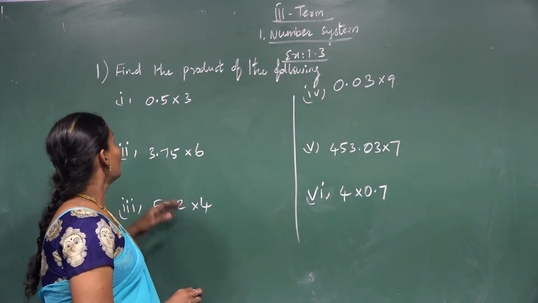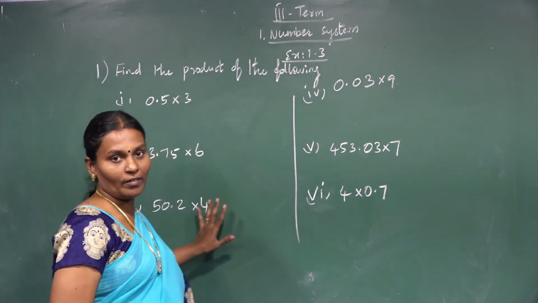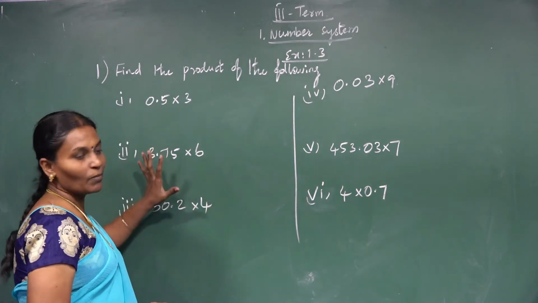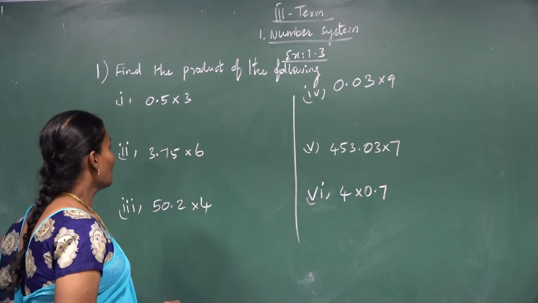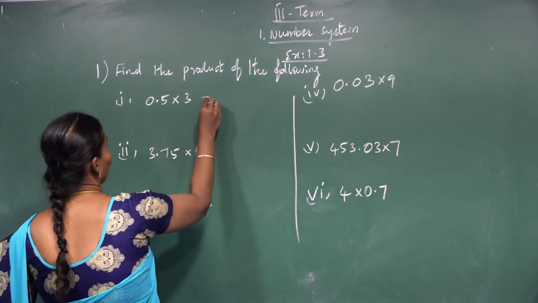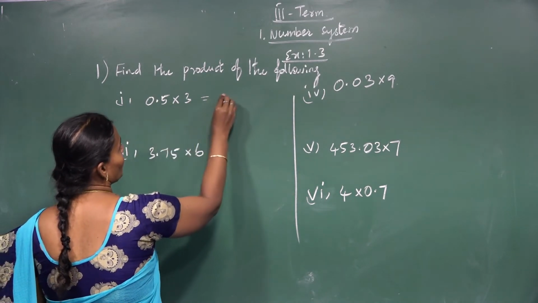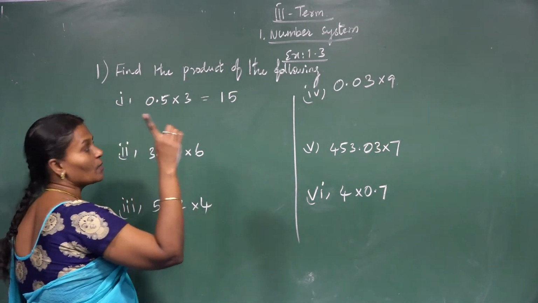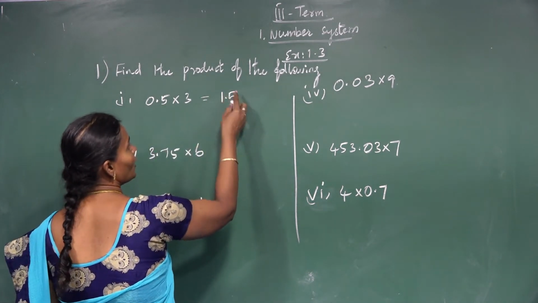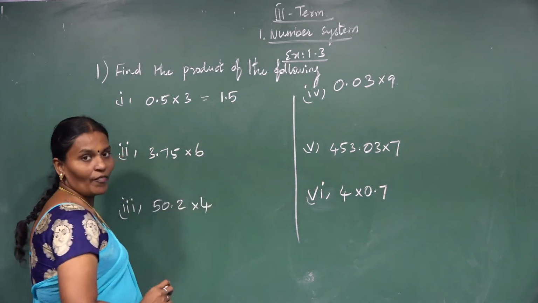Okay. So see that the first question is find the product of the following. See, these are decimal numbers. Now we are going to see the product of the decimal numbers. Now here, 0.5 multiplied by 3. So you know that 3 5s are 15, isn't it? Here how many decimal places? Only one decimal place. So you put the decimal point after one digit. So the answer is 1.5.